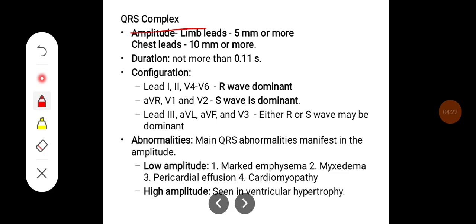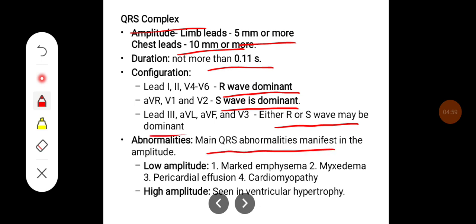QRS complex amplitude: in limb leads it can be 5 mm or more. In the chest leads it can be up to 10 millimeters or more. The duration is not more than 0.11 second. In leads 1, 2 and V4 to V6 the R wave is dominant, whereas in aVR, V1 and V2 the S wave is dominant. In lead 3, aVL, aVF and V3 either R or S wave may be dominant.